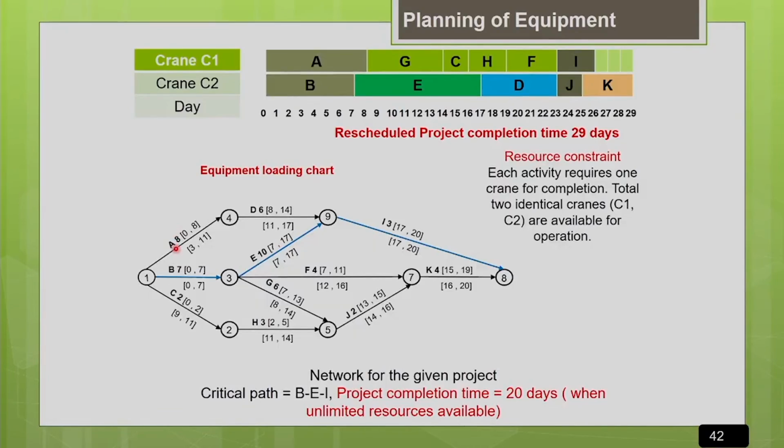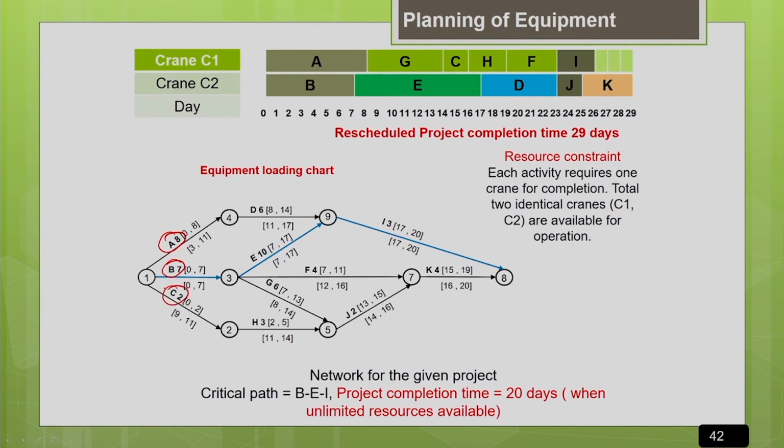Instead of float, I can also go by the least latest start time. Both are going to give you the same result, but it is more convenient to use the least latest start time approach. Now let us start with the allocation. At the start of this project, you can see that there are 3 activities: activity A, B and C.